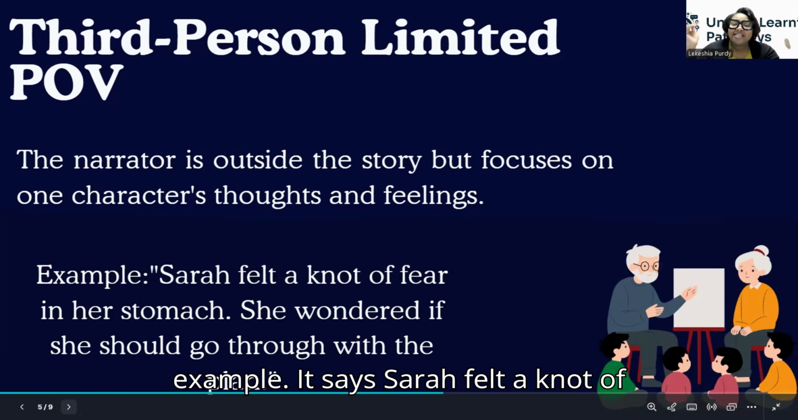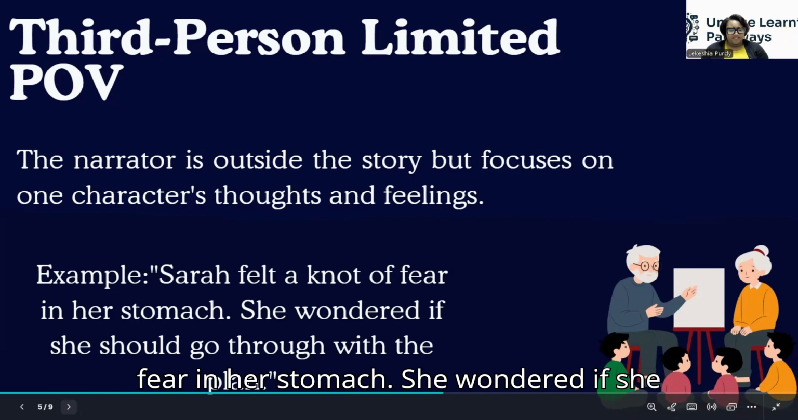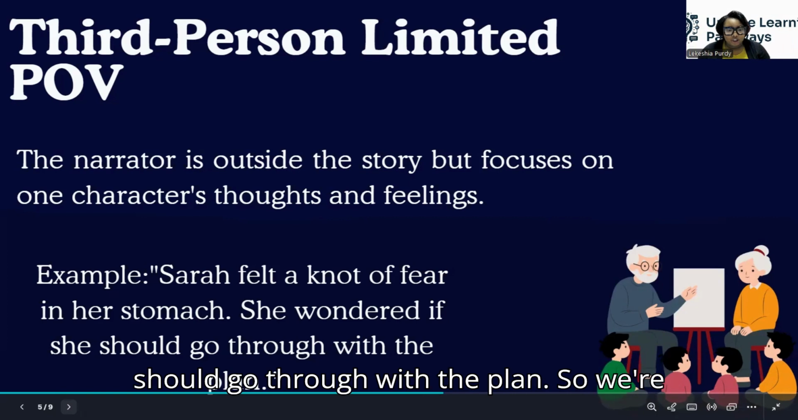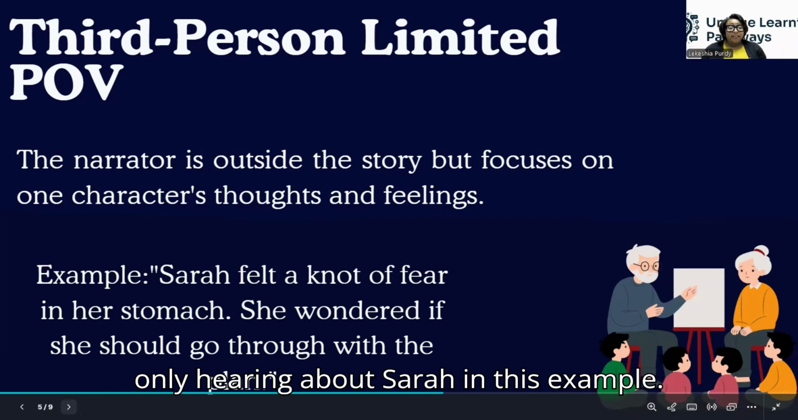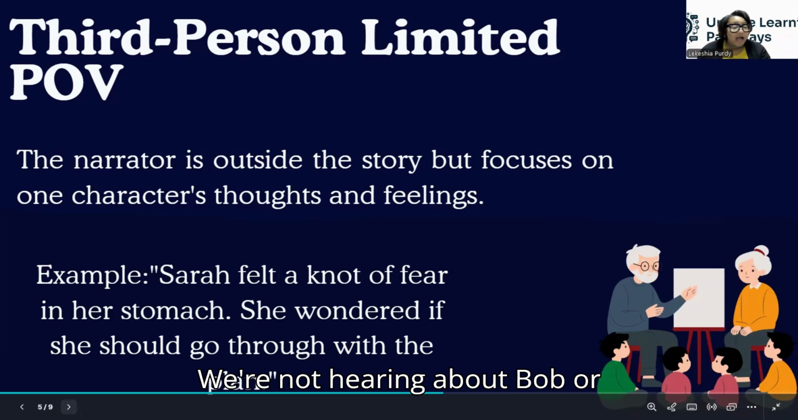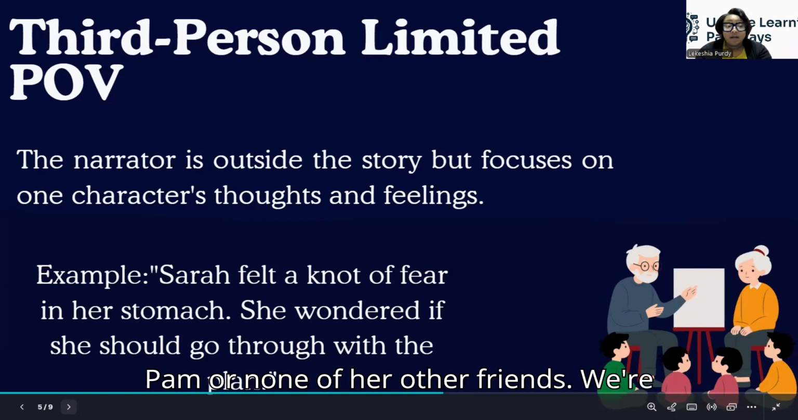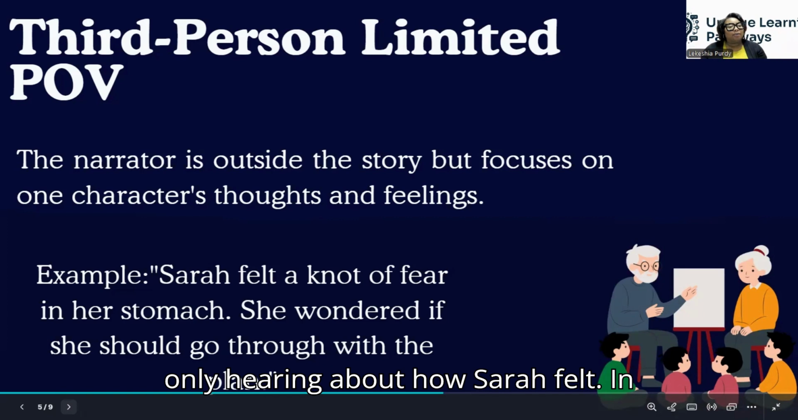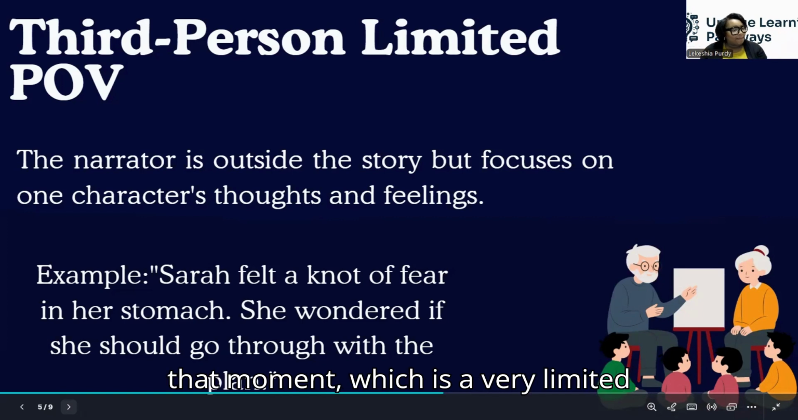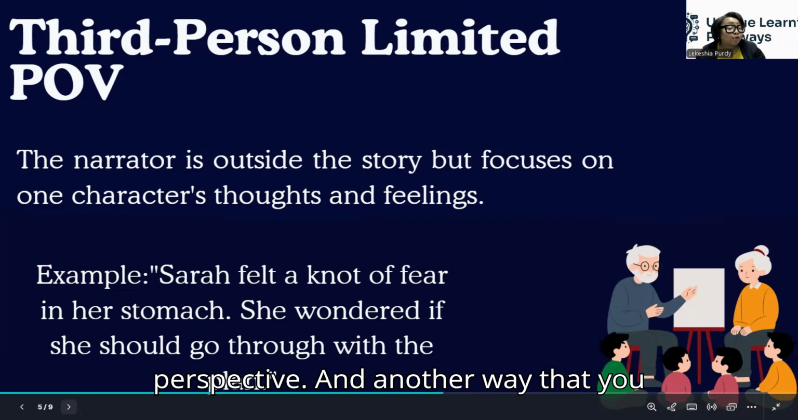So look at this example. It says, Sarah felt a knot of fear in her stomach. She wondered if she should go through with the plan. So we're only hearing about Sarah in this example. We're not hearing about Bob or Pam or none of her other friends. We're only hearing about how Sarah felt in that moment, which is a very limited perspective.